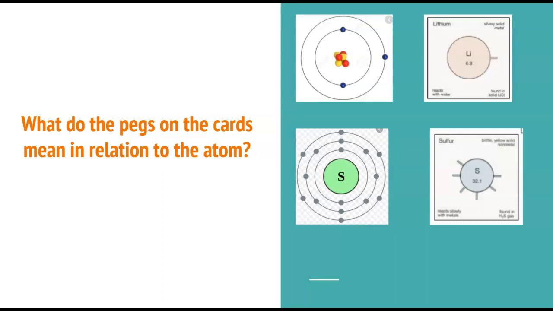That means that the first elements on the left-hand side will always have 1 valence electron. If you move 1 to the right, those will have 2 valence electrons. Skip the transition metals, and then in that third group, you start having 3 all the way to 8. You cannot have more than 8 valence electrons on the outer shell.